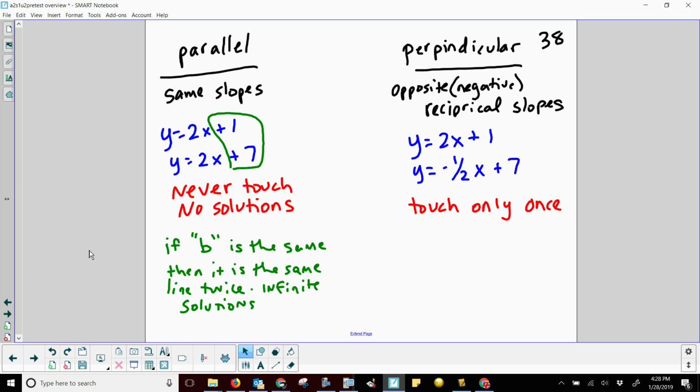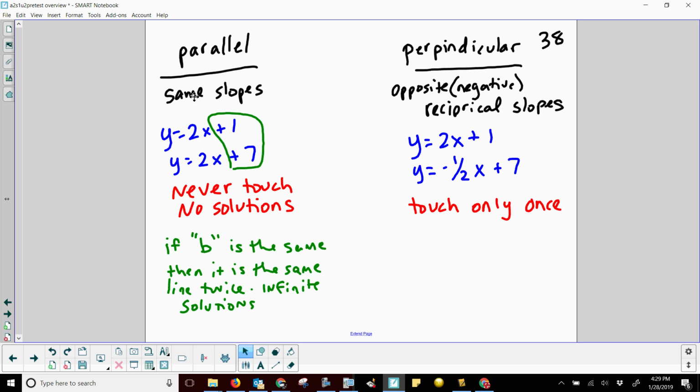Parallel and perpendicular. This one actually may give you a multiple answer one, so be careful because if you're perpendicular, you have your opposite reciprocal or negative reciprocal, whatever you want to call it, where 2 becomes -1/2. And we've already talked about this. These graphs touch only once. They cross at that one single point, and that is it.